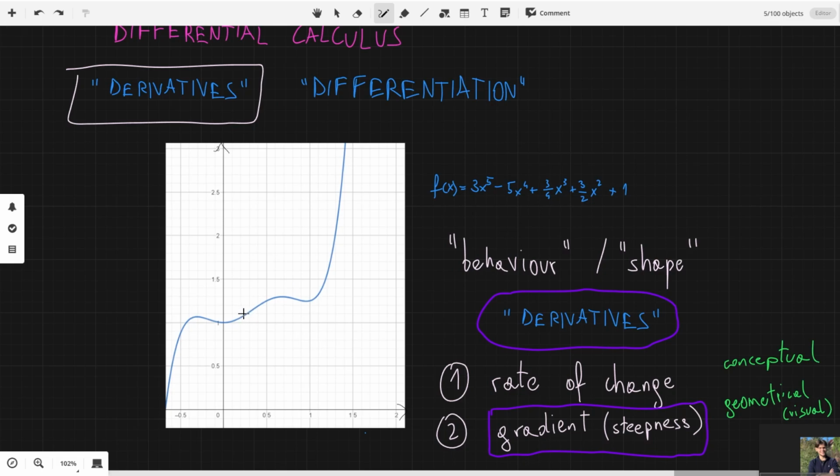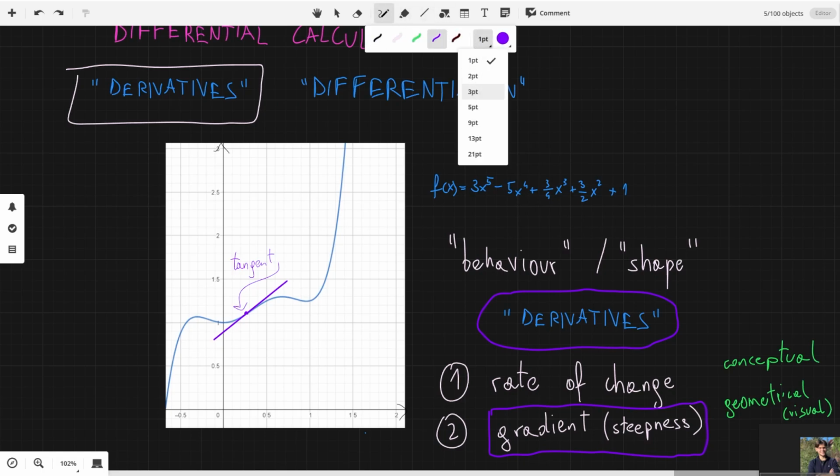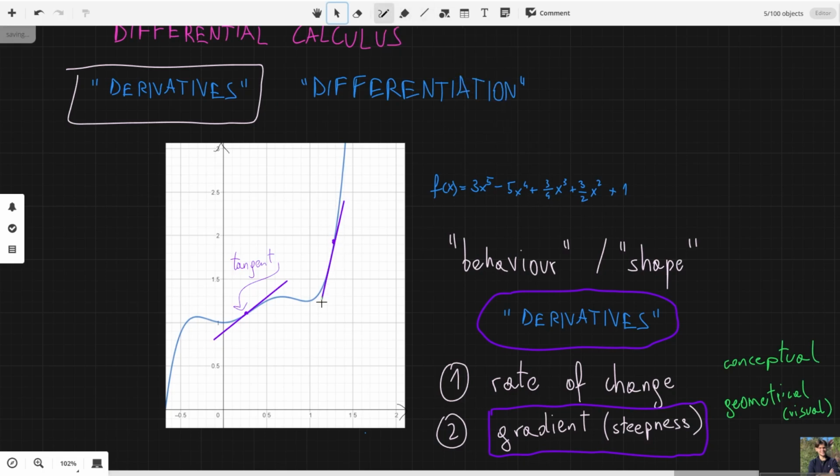So you can draw what's called a tangent and say that the tangent has a certain gradient, just like a straight line has a certain gradient. So you can see that the tangent here is less steep, so has a smaller gradient than the tangent, say, in here. Let's call it tangent 2. Tangent 1 and tangent 2.